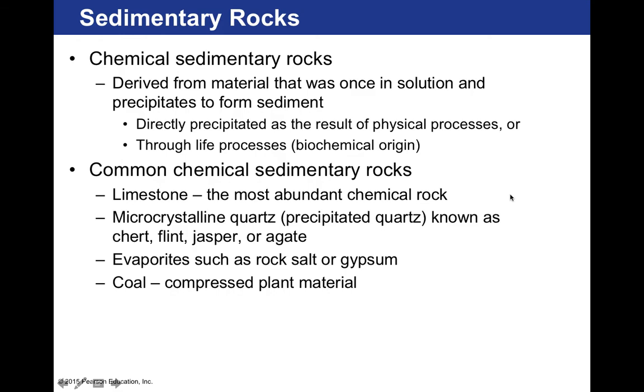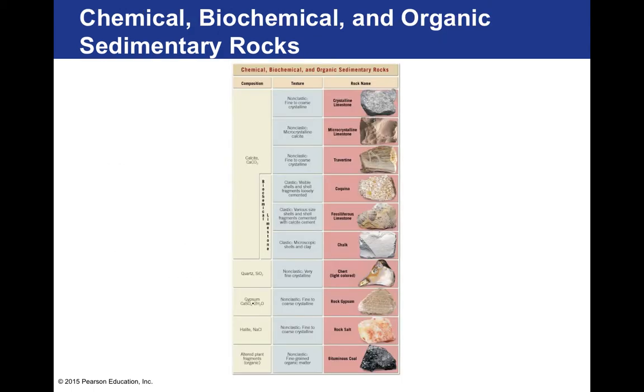All right, chemical sedimentary rock. These are derived from materials that were once in a solution and then precipitate out of that solution to form a sediment. Some common examples will be limestone, quartz, and coal. Again, here's just another table showing you some different examples of sedimentary rock.